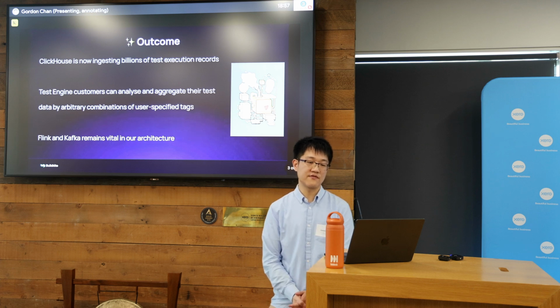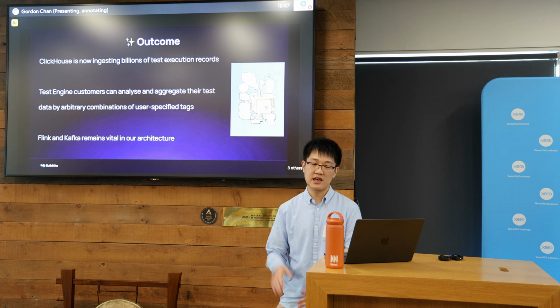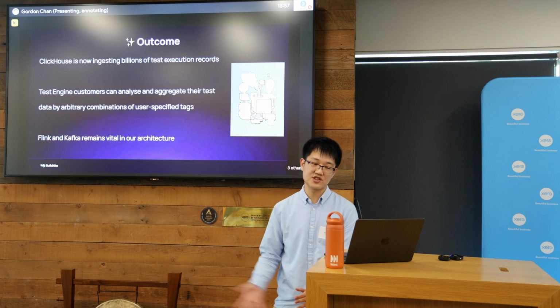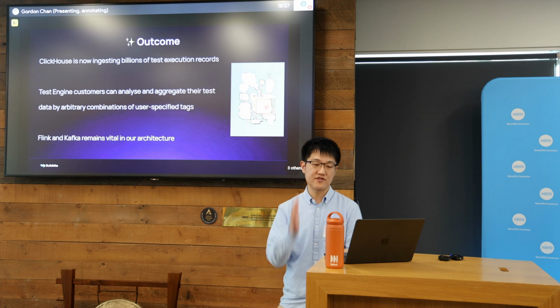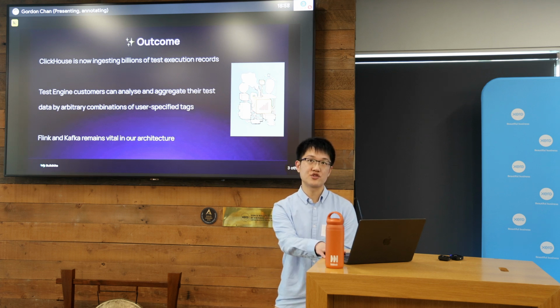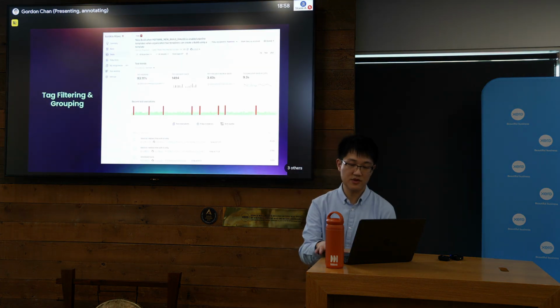Flink is still vital in the architecture. We learned that it's quite good for doing action-based things, like rule-based things, such as detecting flaky tests and doing stateful processing. But it's not very good for what we wanted to do. ClickHouse really was a better fit for us for on-demand querying by arbitrary dimensions. So you might be able to see this. This is an example of the UI.